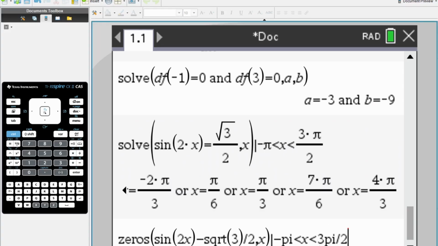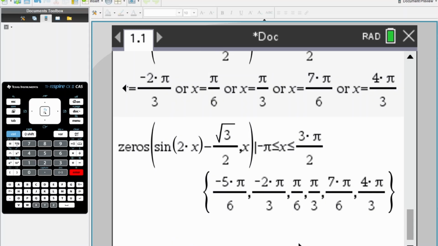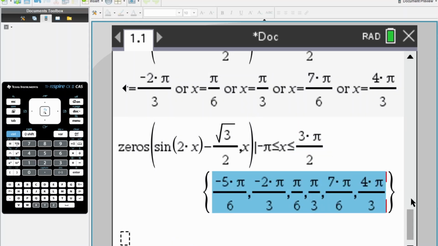Actually, that's wrong. I just realized you need less than or equal to. Oh dear. So this is less than or equal to. Be careful with that. Okay, so this is what we get if we use the zeros command. It gives us the answer as a nice list.